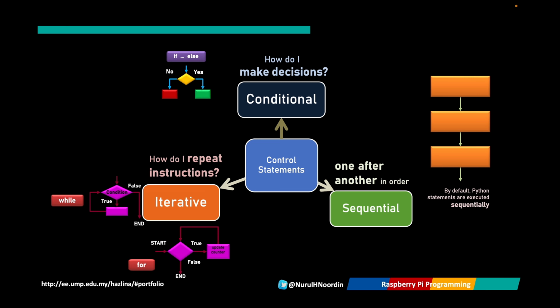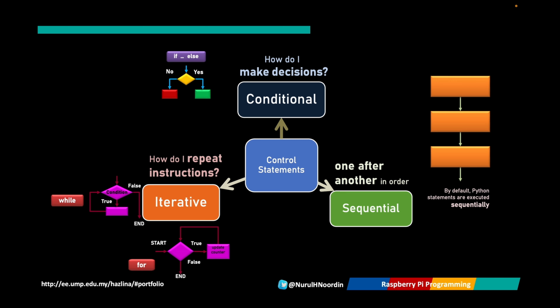The third control statement is the iterative statements, or loops. Loops help execute tasks repeatedly without needing to write the same code multiple times. For example, we use a loop to make an LED blink continuously, turning it on, waiting for a second, turning it off, and repeating the process. Loops are essential for automation and real-time systems like traffic light controllers, sensor-based monitoring, and robotics, where tasks need to run continuously.